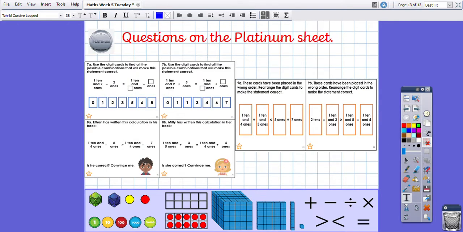And then platinum, again, some tricky questions. I like to keep you challenged. You need to use the digit cards to find out all the possible combinations that can make the statements correct. You need to tell me if the children are correct and convince me. So it's not just yes or no, they are correct or not correct. You need to convince me why you think that. And then these cards have been placed in the wrong order. You need to rearrange them to make them correct.